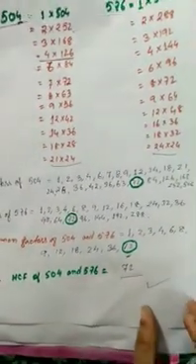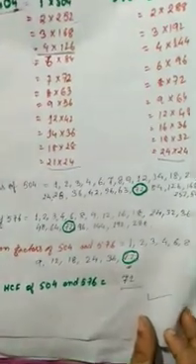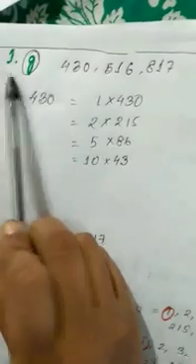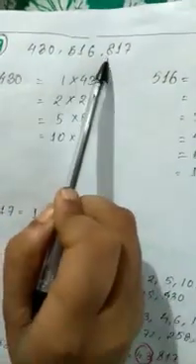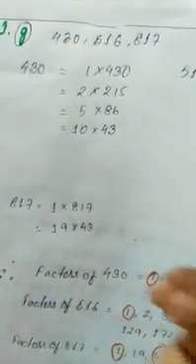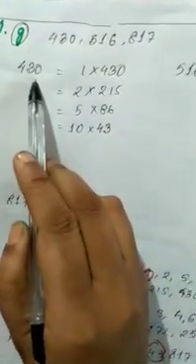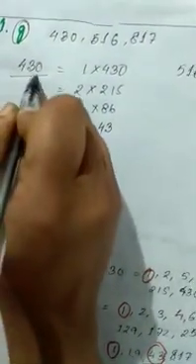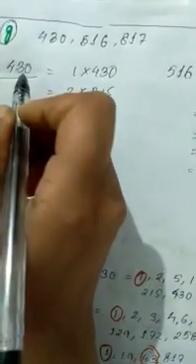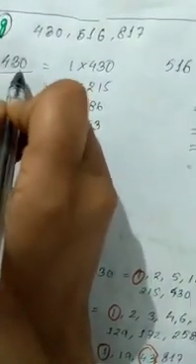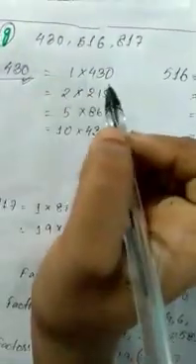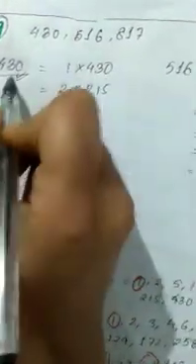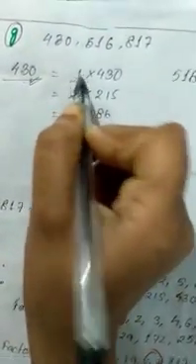Fine children, now we'll move to the next question. So next, I have taken three numbers: 430, 516 and 817. We have to start the same way. So 430, how can we write it? It's a multiple of 10. All of you know that if any number ends with 0, then it must be divisible by 10. So it's a multiple of 10. So 1 times 430, we can write 1 itself as a factor.